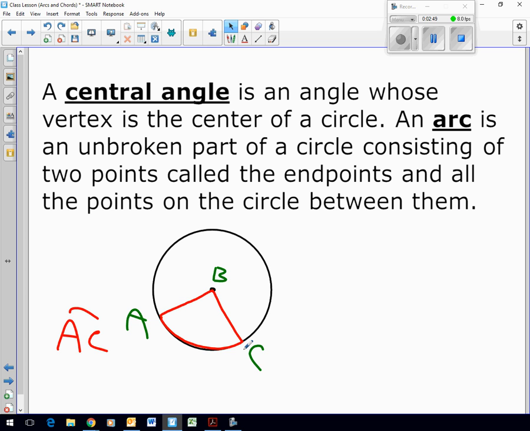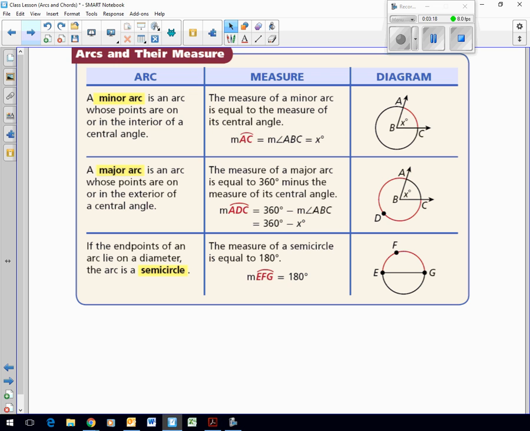There's one really important relationship you need to know, and that's this. Central angles and the arcs that create them are congruent. So if this angle is 50 degrees, arc AC is 50 degrees. A minor arc is an arc whose points are on the interior of a central angle. The measure of a minor arc is equal to the measure of its central angle.